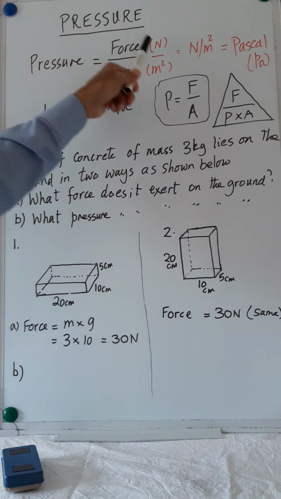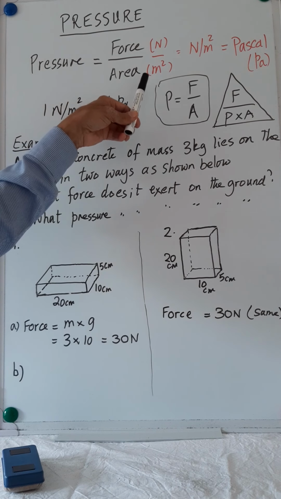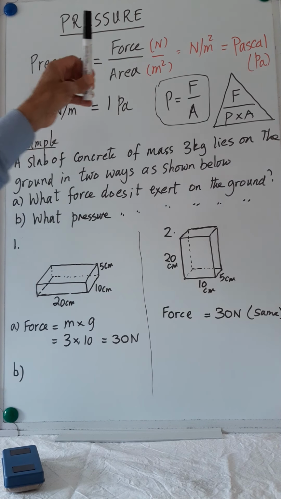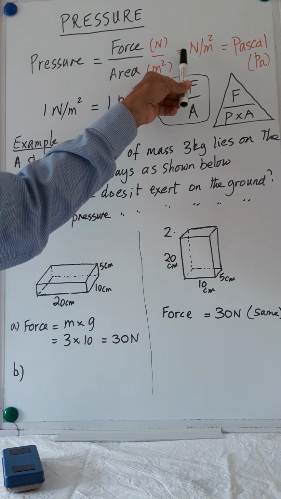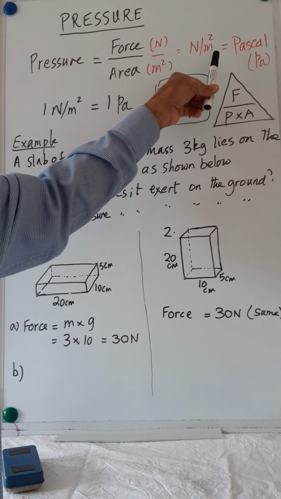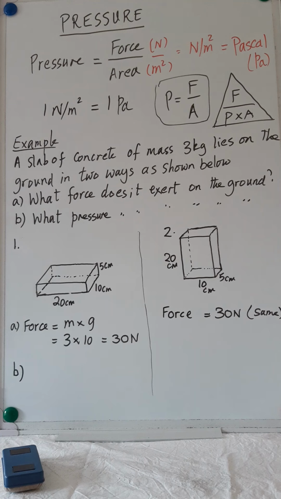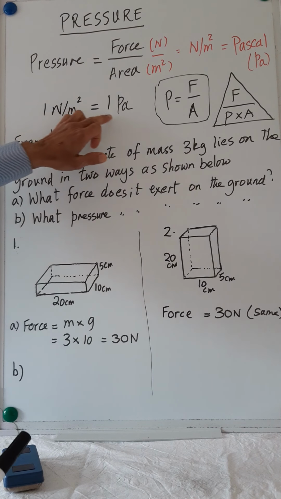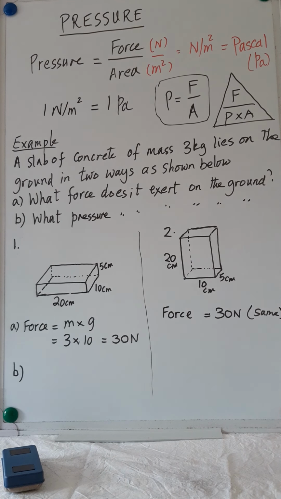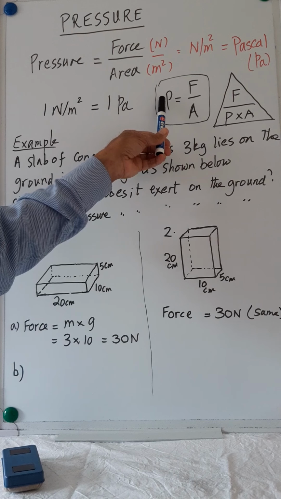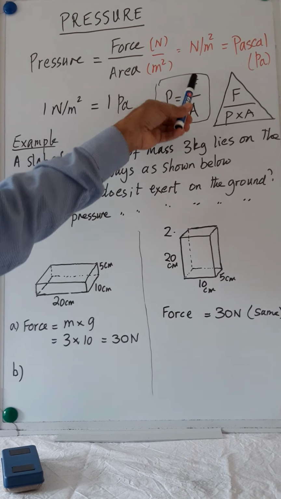The force is measured in newtons. The area is measured in square meters. The unit for the pressure is newtons per square meter, or pascals. So we say one newton per square meter is called 1 pascal. And we're going to use the formula, which is P equals F over A.